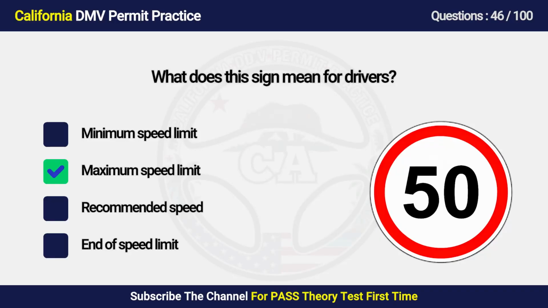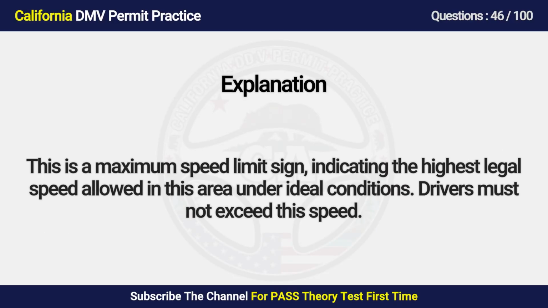Answer is B. Maximum speed limit. This is a maximum speed limit sign, indicating the highest legal speed allowed in this area under ideal conditions. Drivers must not exceed this speed.